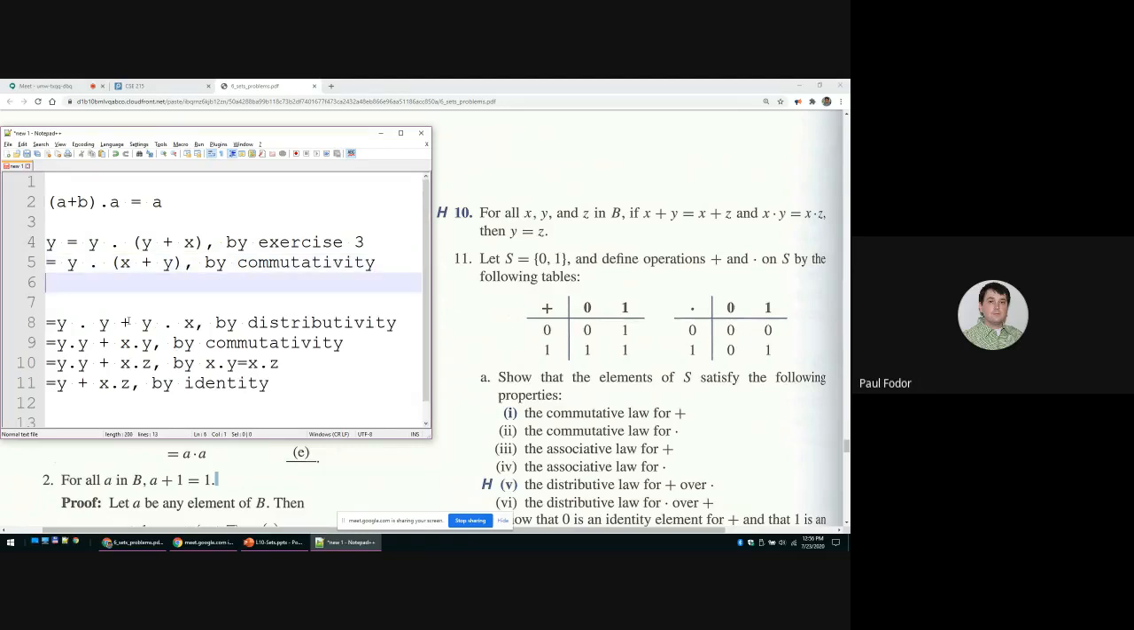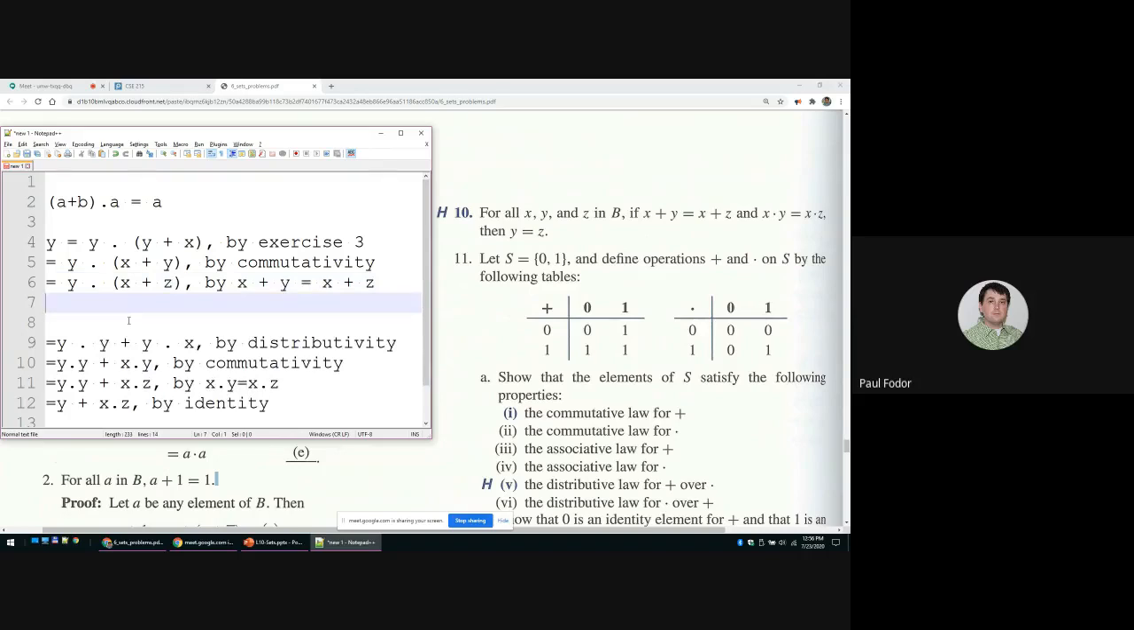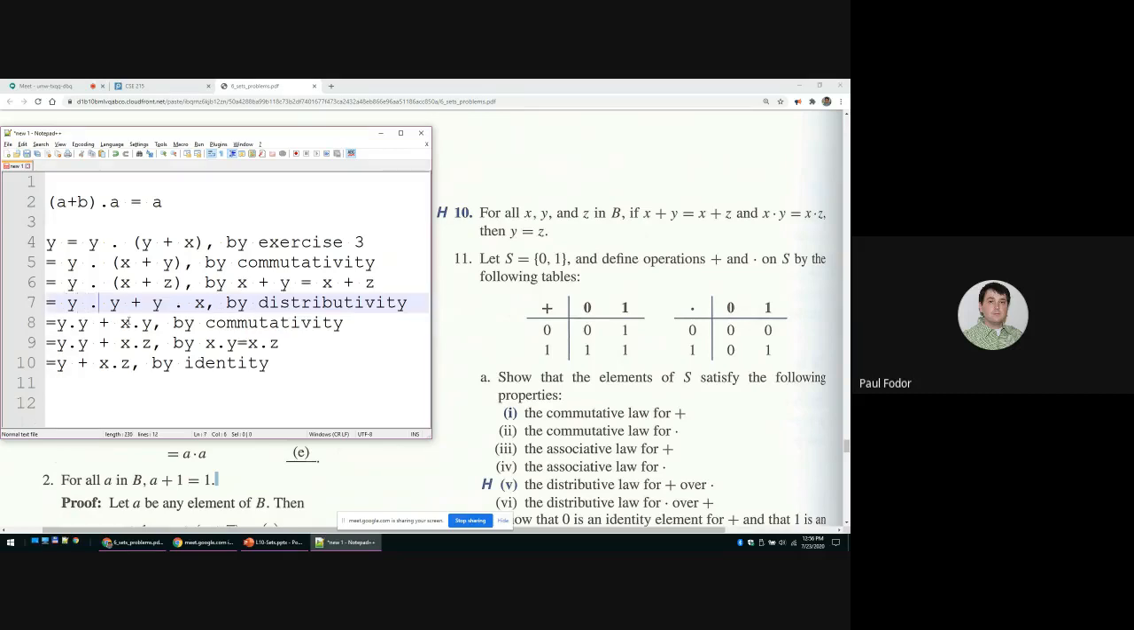Okay. Then this will be equal with X plus Y is X plus Z. So let's replace this with Z by the formula that is given to us, X plus Y is X plus Z. And then now we can use distributivity. So this will be equal with X, Y intersect X and Y intersect Z. Now this becomes X, Y, and this becomes Y, Z.